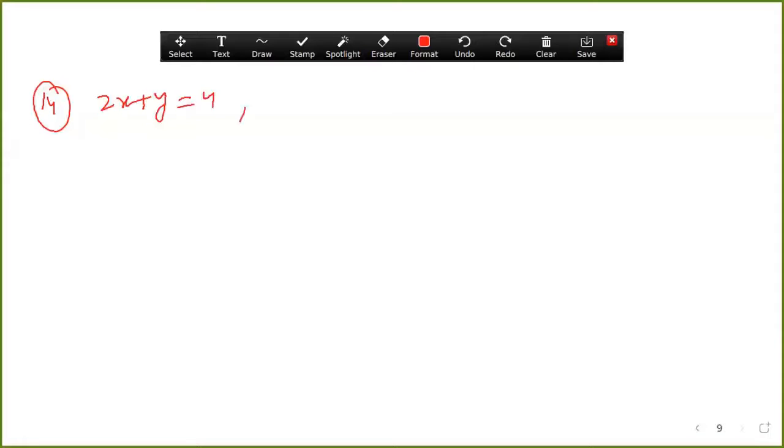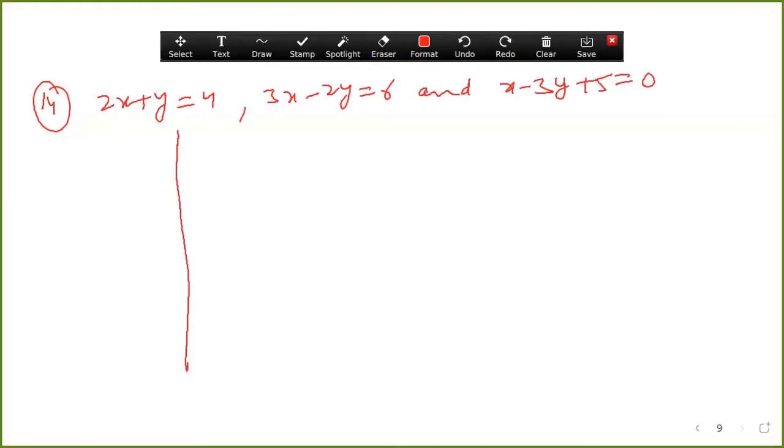If lines are given, then you have to find out the vertices. If vertices are given, then you have to find out the equation of the line. This is the concept of this question. When you plot these three lines, you will get a triangle. You have to calculate the area enclosed by that triangle.